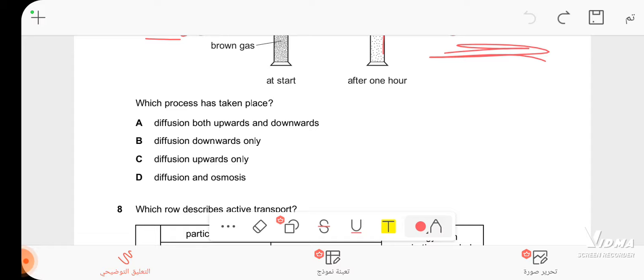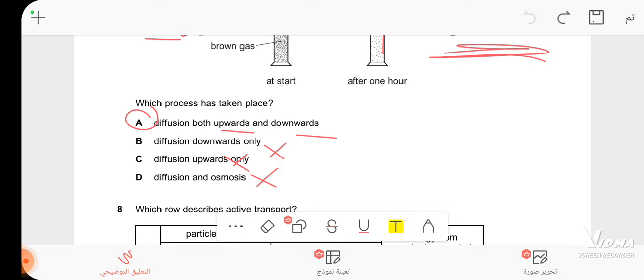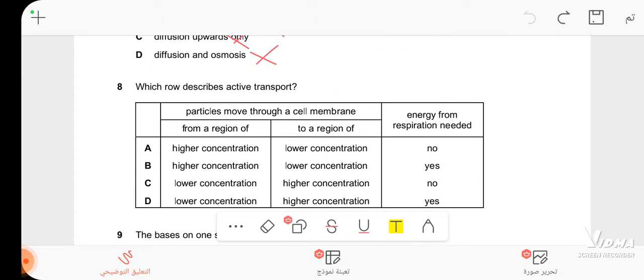So diffusion both upwards and downwards, I think it is right. Diffusion downwards only, wrong. Diffusion is a random motion in all directions, not only up or down. Diffusion upwards only, wrong also. Diffusion and osmosis, also wrong. Okay. Which rule describes active transport?